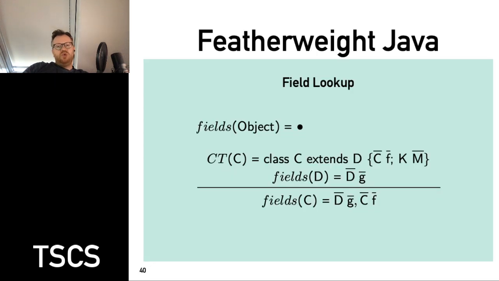We do have some new things that we want to have. First thing is called field lookup, and this is an operation that we just use for implementing all kinds of rules, which basically gives us the fields of a class. And for Object, that thing is empty. I'm using here the notation from the original paper, by the way, not to confuse you. It might be a little bit different from the ones you've seen before.